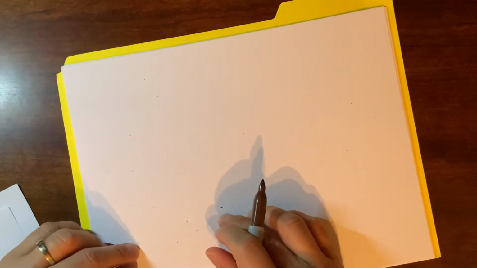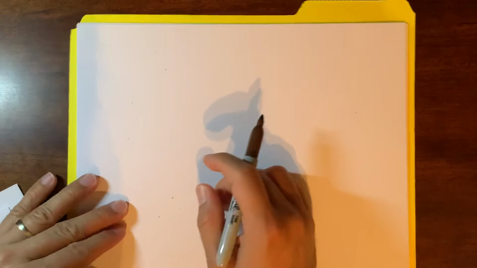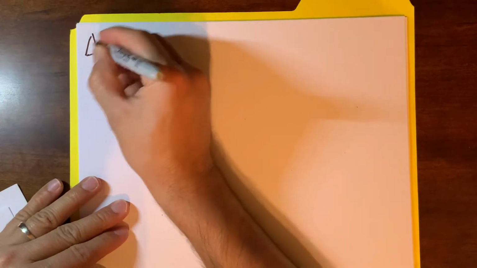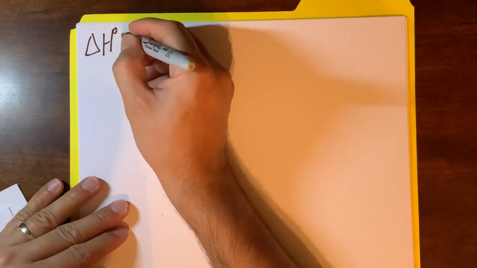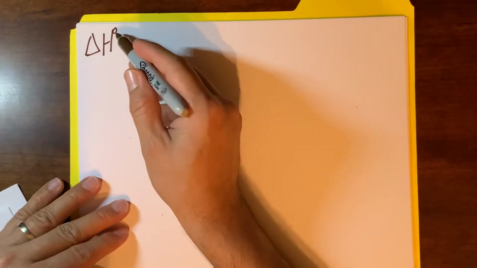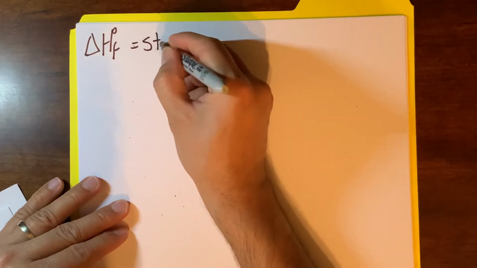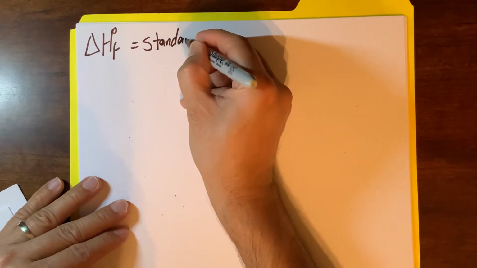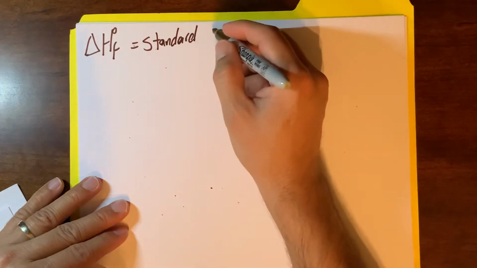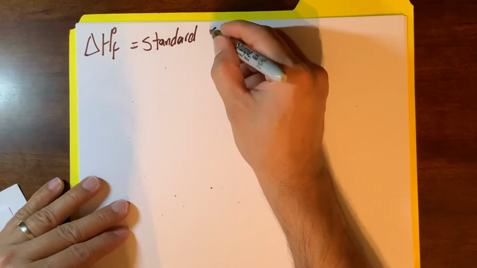Now we have standard delta H of formation. Standard means standard delta H when you put the degree sign for it. When you put the F subscript here, we call it standard enthalpy of formation.